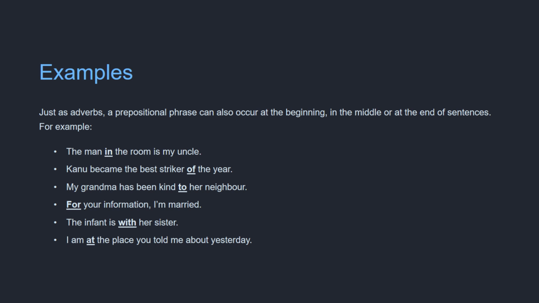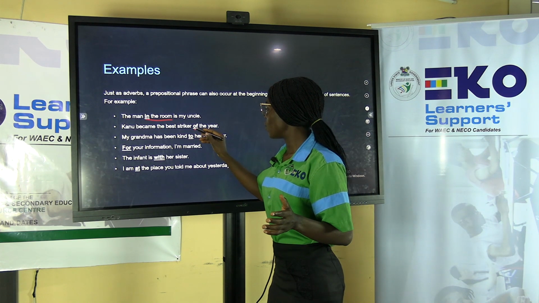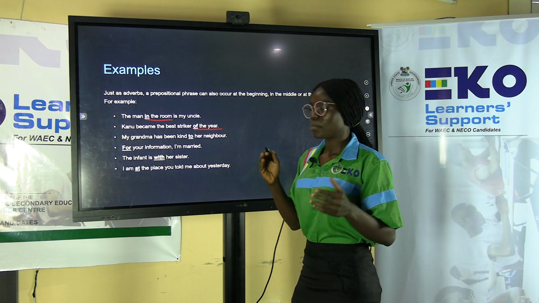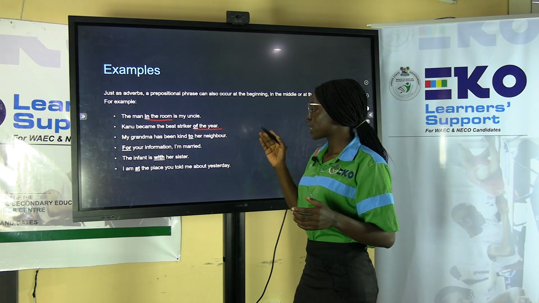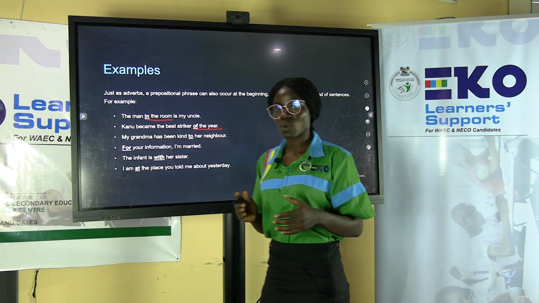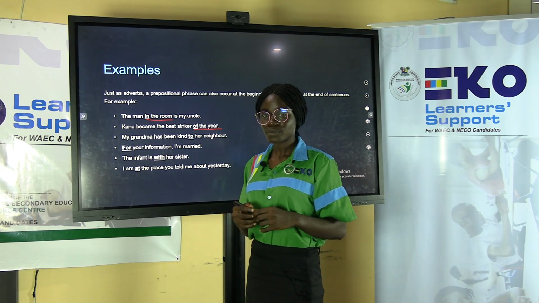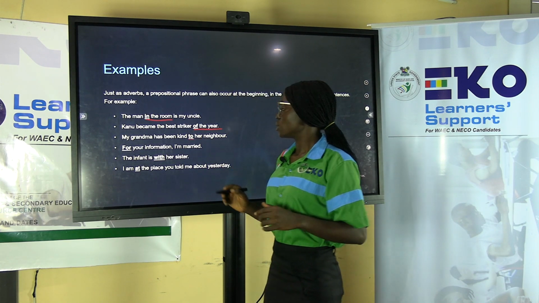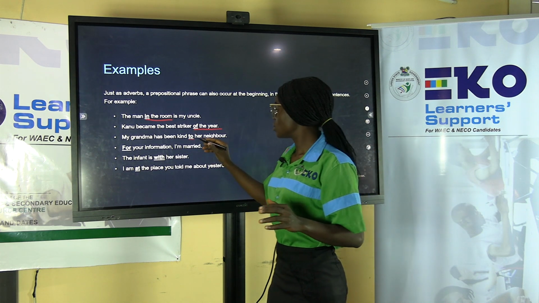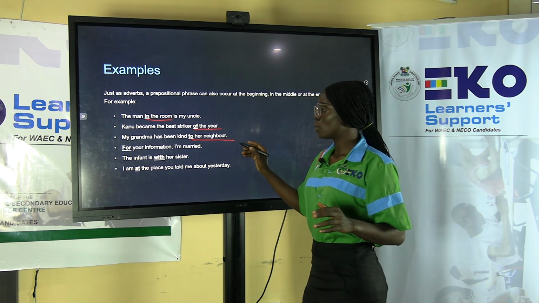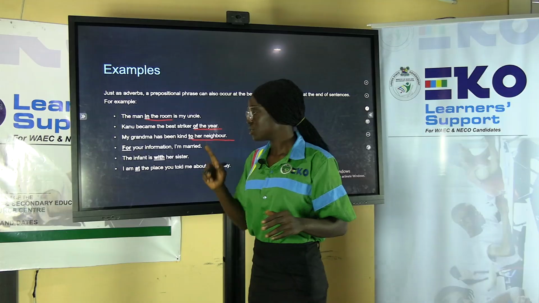Kanu became the best striker of the year. Can you identify the preposition in that sentence? Of, right? Now, what is the prepositional phrase? Of the year. My grandma has been kind to her neighbor. What is the preposition? To. Then what is the prepositional phrase? To a neighbor.